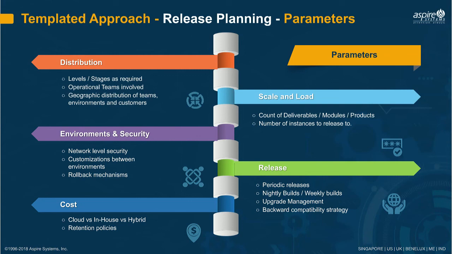The third parameter, as you see, is environments and security. The network level security, what are the differences between environments? That is, you could have a development environment, a testing environment, or a production environment. What is the difference between these? How do you make sure that your production environment is stable? How do you make sure you test it in a production-like environment? What are the rollback mechanisms in the worst case of a failure? All of these come under environments and security. Cost, cloud versus in-house or hybrid, and all your retention policies.